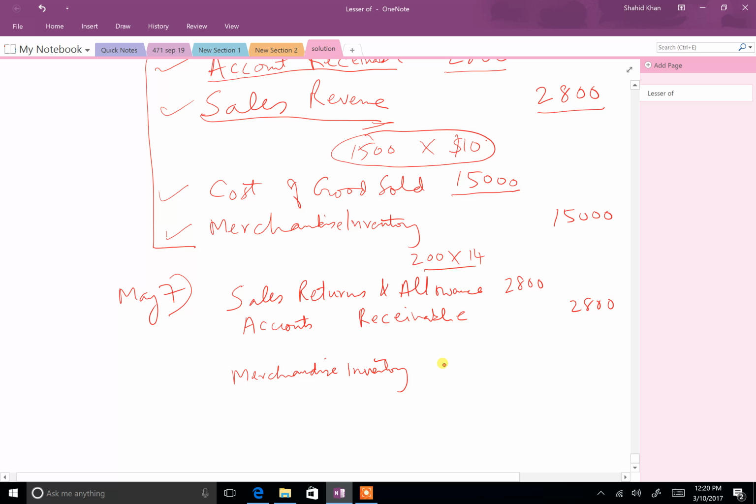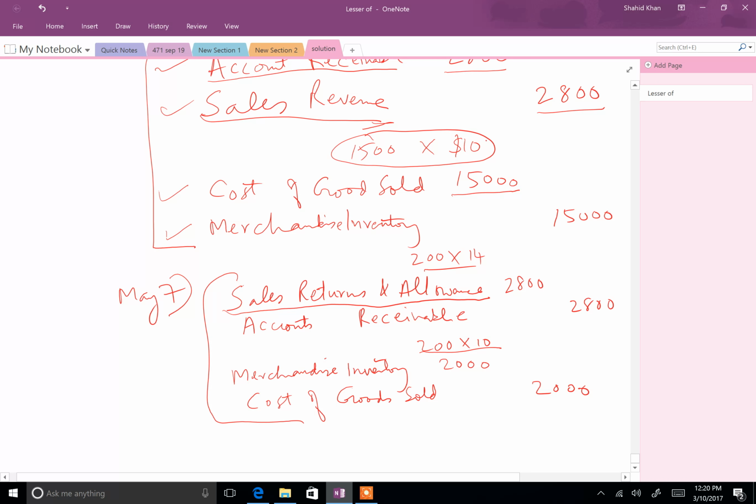Merchandise inventory is going to be debit for 2000. Why is it 2000? Because it's 200 multiplied by 10, its cost. And the related account is cost of goods sold. That expense account is not going to be an expense anymore because it's the inventory coming back. So we are putting this account as well, credit $2,000.